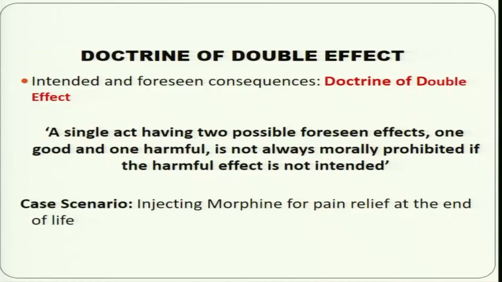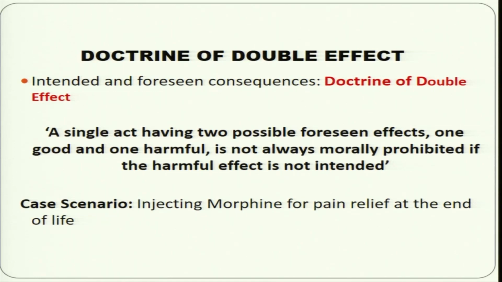Another principle which is relevant in the background of these 4 cardinal ethical principles is the doctrine of double effect, that is, intended and foreseen consequences. It is a single act having 2 possible foreseen effects, one a good effect and one a harmful effect. It is not always morally prohibited if the harmful effect is not intended.